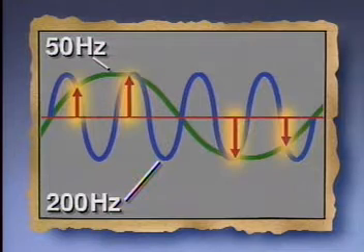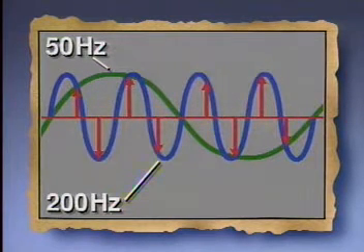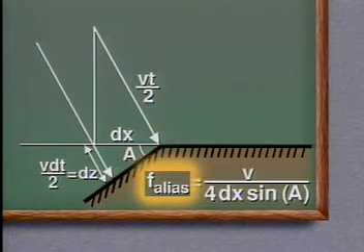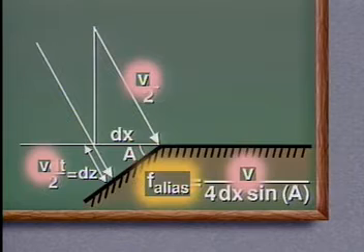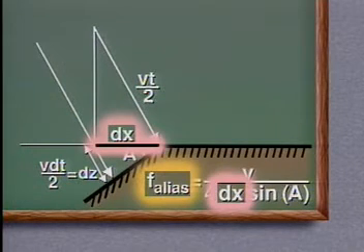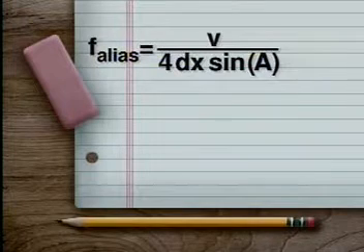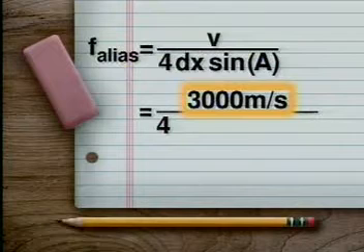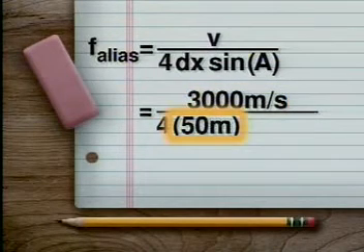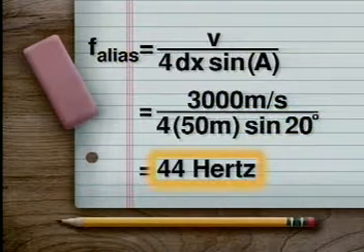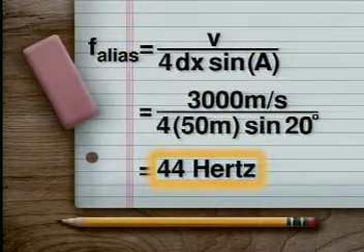To prevent aliasing, we must sample a wave at least twice for each cycle of the highest frequency present in the waveform. In seismic work, we typically require 3 samples per cycle. To determine the aliasing frequency at a horizon, we need to know the RMS stacking velocity to the horizon, the horizontal interval spacing, in this case the CMP interval, and the structural dip. For example, if the velocity to a horizon is 3,000 meters per second, the CMP spacing 50 meters, and the horizon structural dip 20 degrees, then the spatial aliasing frequency is 44 Hertz.